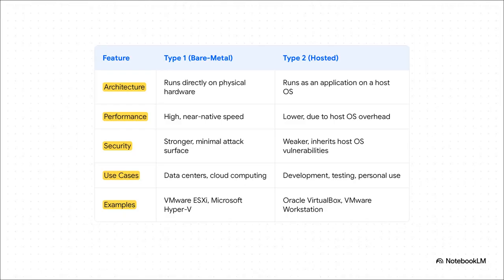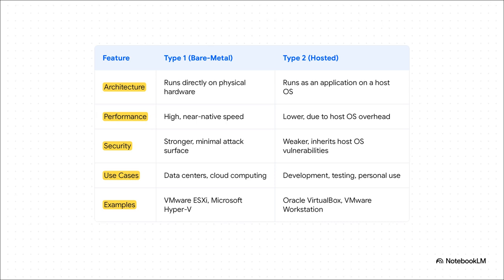But of course, it's not quite that simple. There are two main flavors of hypervisor. First, you've got type 1, which we call bare metal. This is the heavy-duty stuff. It runs directly on the computer hardware, no other operating system needed. It's super fast, super secure, and it's what you'll find running in big data centers and cloud providers.